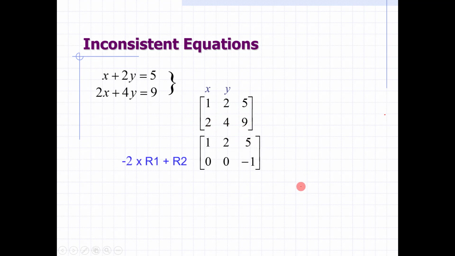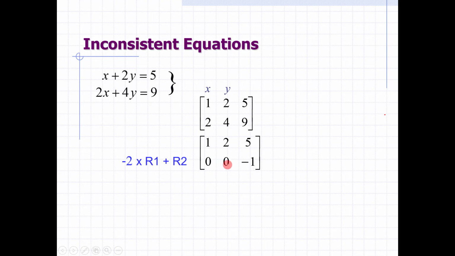When you do that, something weird happens as well. -2 times 1 plus 2 is 0. -2 times 2 is -4 plus 4 is 0. And -2 times 5 is -10 plus 9 is just -1. Now check out the second equation here. Again, we don't have a 1 in the pivot spot. And we can't really get one there without making this first spot a 1.